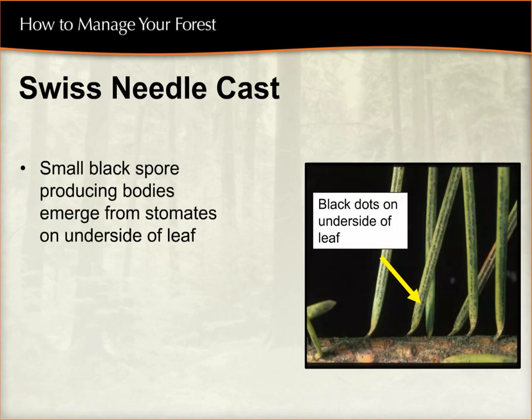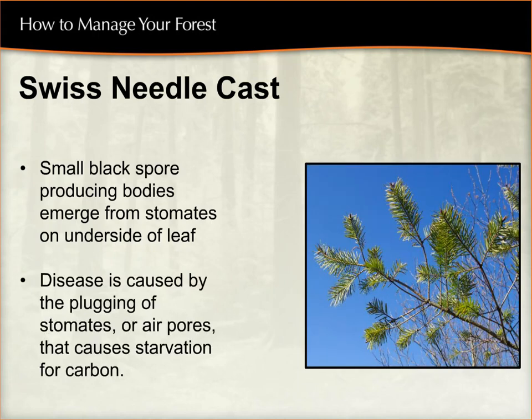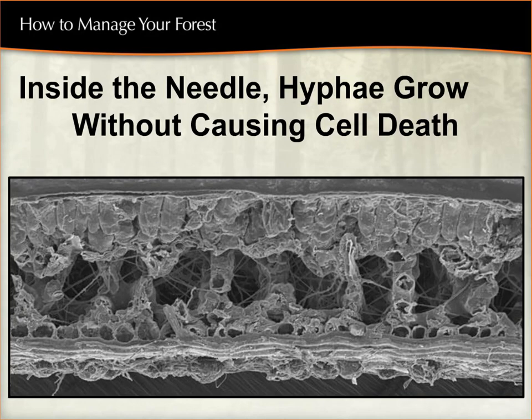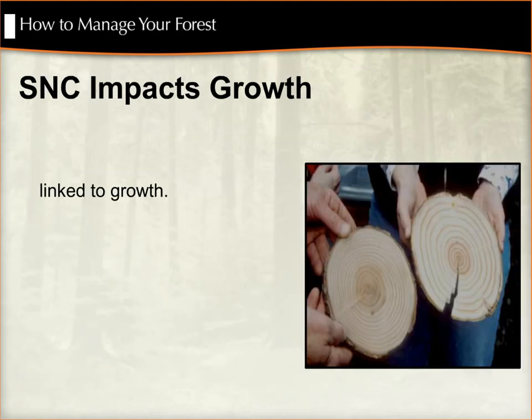Swiss needlecast has small black spore-producing bodies that emerge from the stomates on the underside of the needles. The disease damages trees by plugging up the stomates, or air pores, which causes starvation of carbon. The hyphae of Swiss needlecast grow inside the needles, but without causing cell death. As mentioned earlier, Swiss needlecast is a very damaging agent.